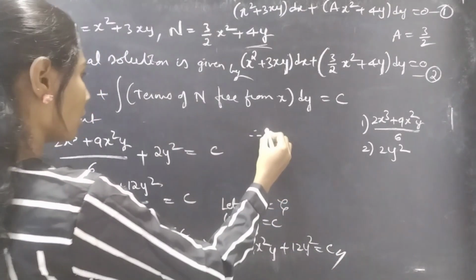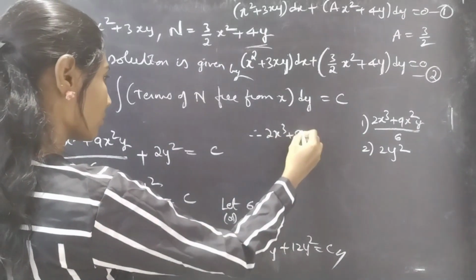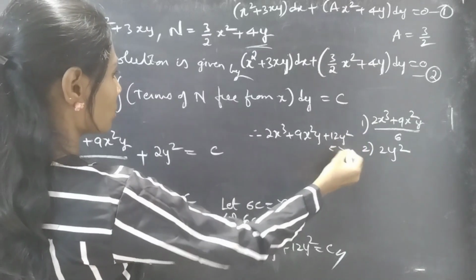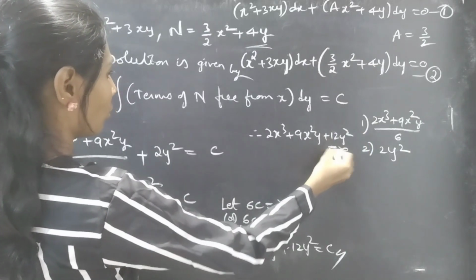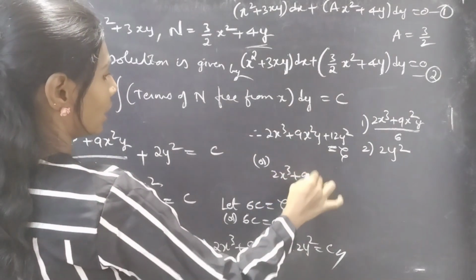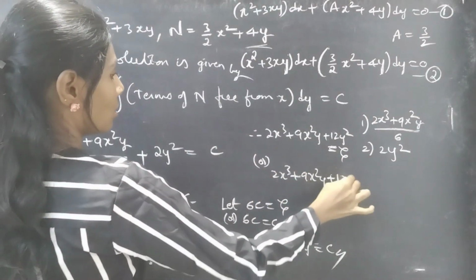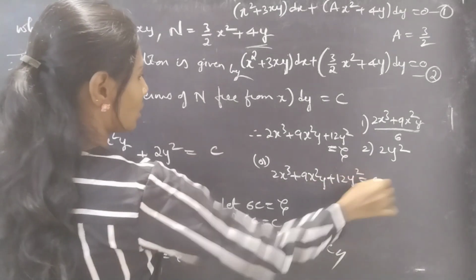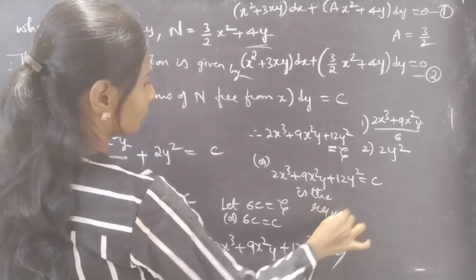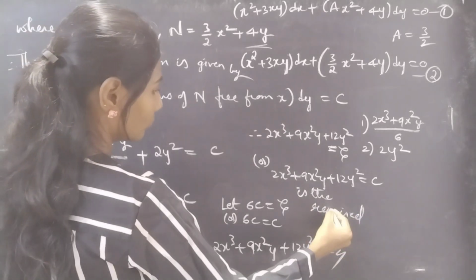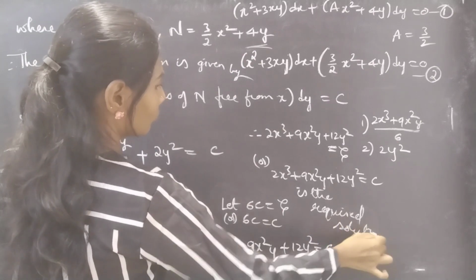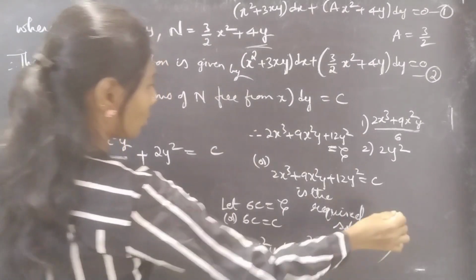Therefore, 2x cubed plus 9x square y plus 12y square equal to c is the required solution. This completes the problem.